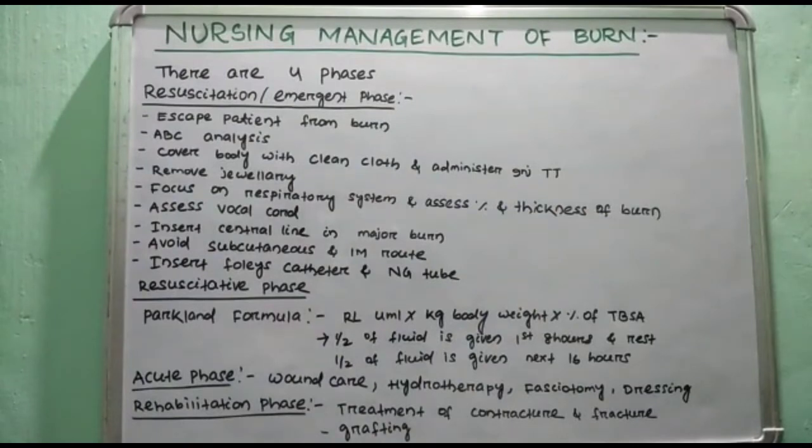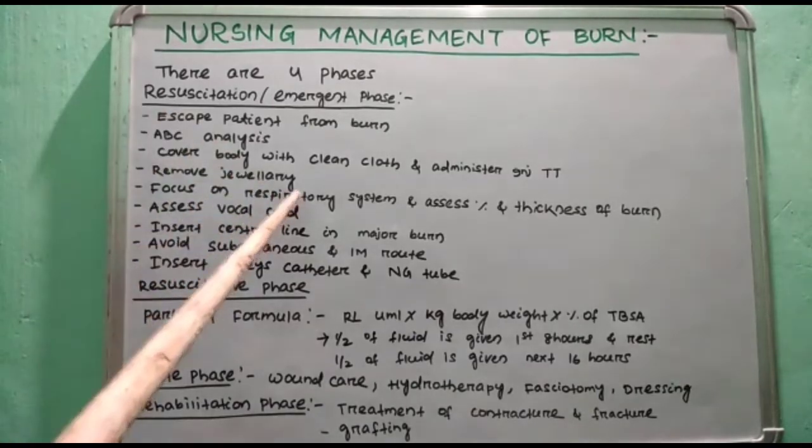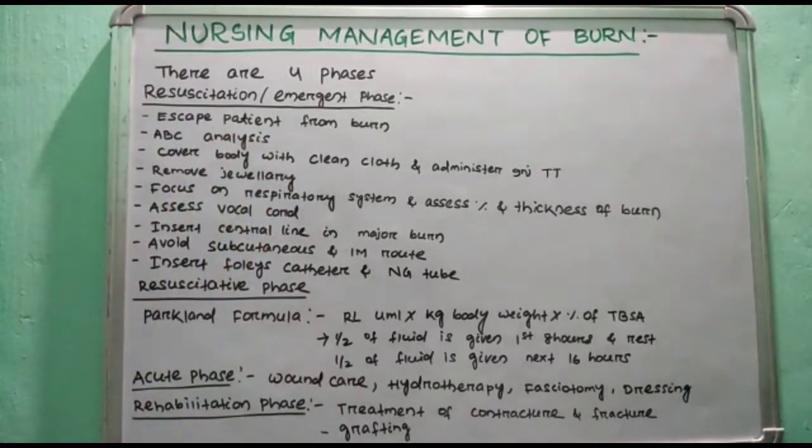Then we focus on the respiratory system, to assess the patency of the airway and assess for injury to the oropharynx. Then assess the vocal cord to know about the quality of voice. In the respiratory system, we assess the breathing pattern and auscultate the lung sounds. We also do ABG analysis, in which we check the carbon dioxide and oxygen level of the patient.